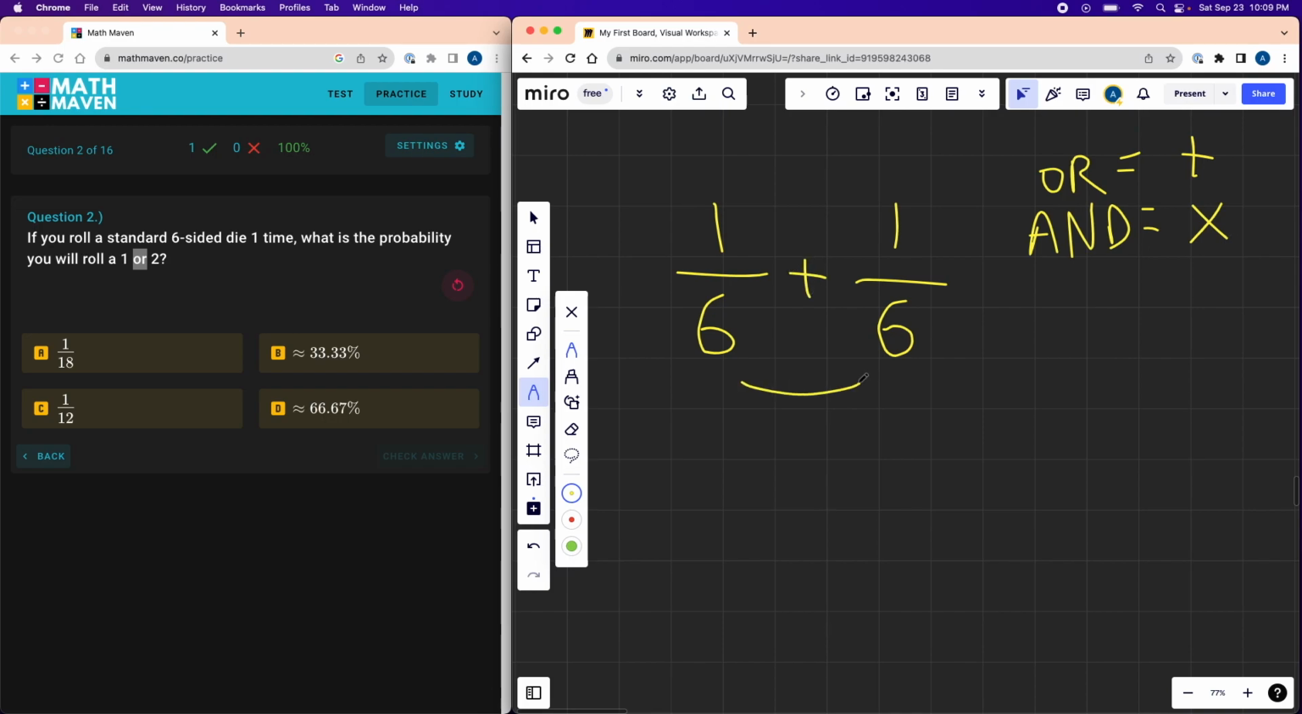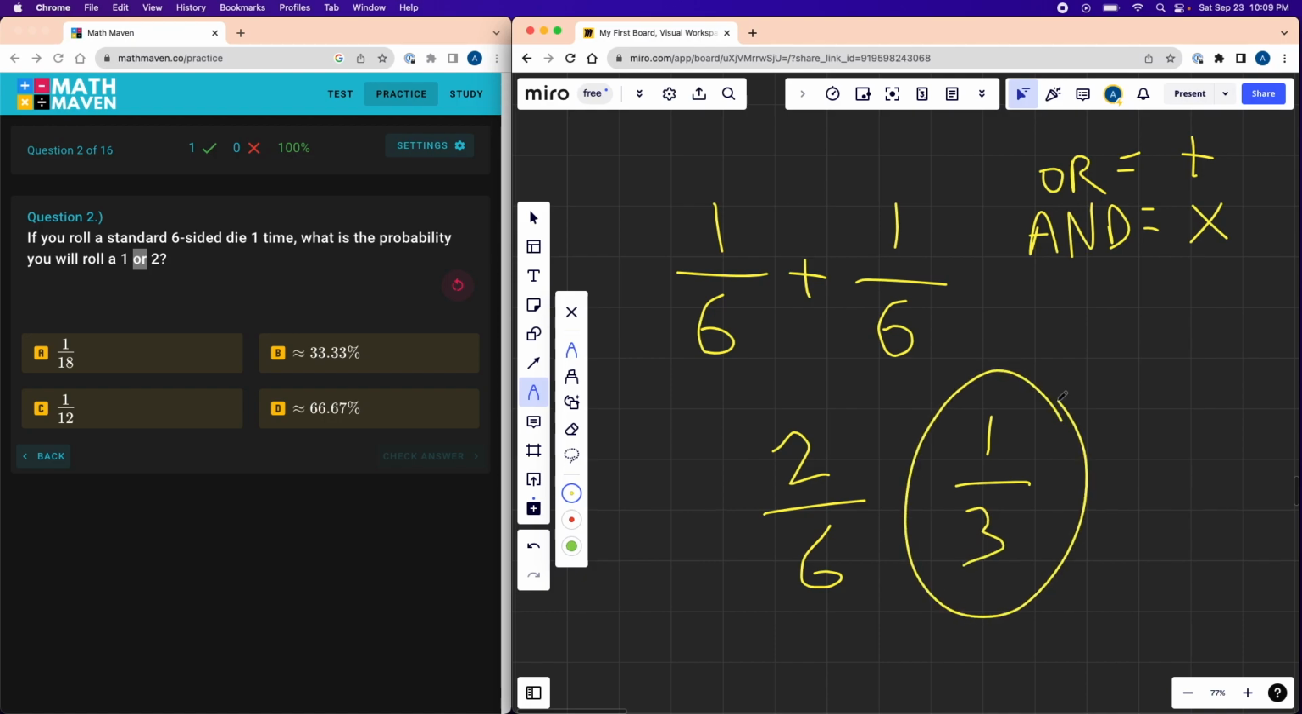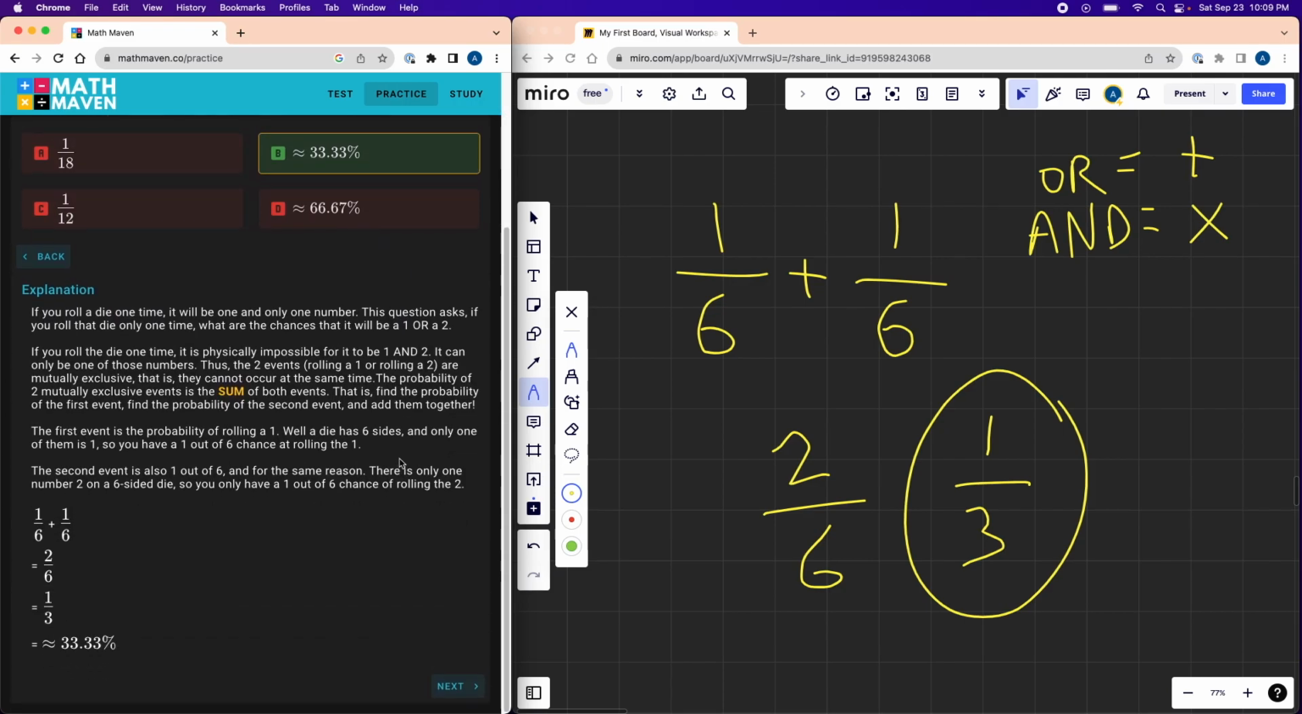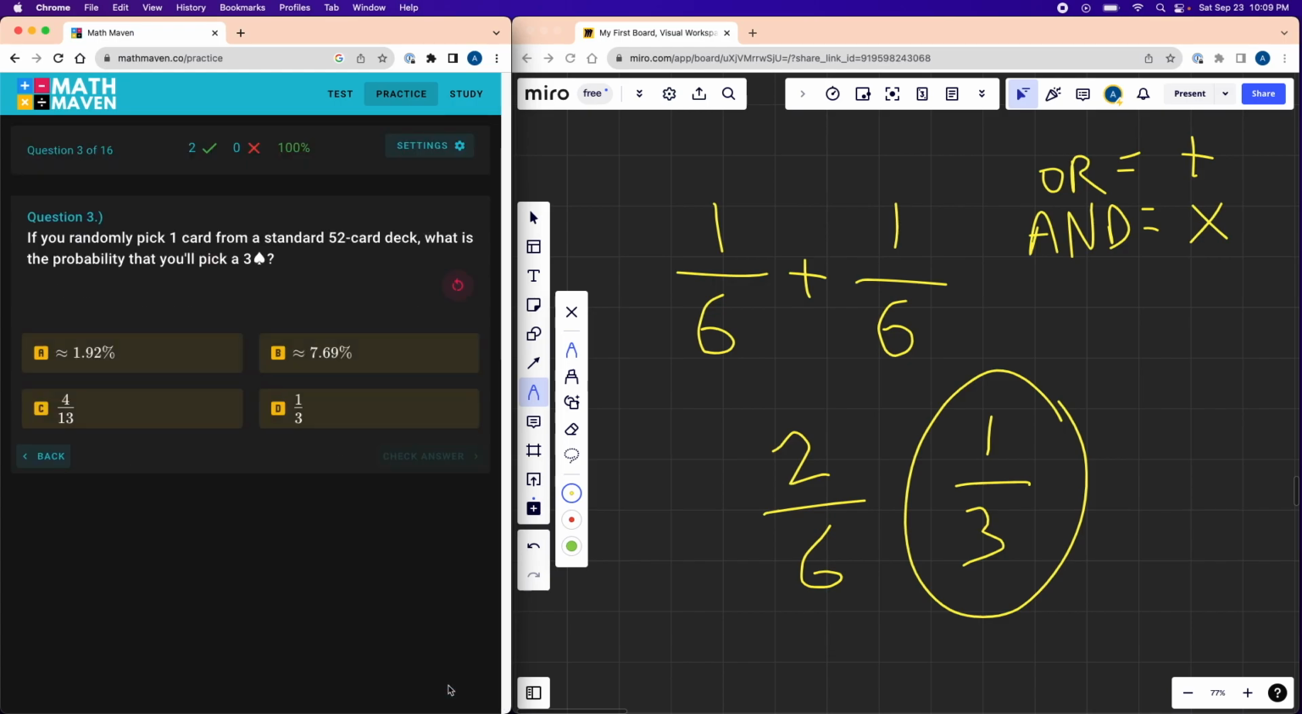Since the denominators are already the same, it's just as simple as adding just the numerators. So 1 plus 1 is going to be 2, and that will stay 2 over 6, or simplified, that will be 1/3. So we have a 1 in 3 chance of rolling either a 1 or a 2. If we look at all of our answers here, we don't have 1 in 3, but we do have 33%, or about 33%, which is the same as 1/3. So we will select that answer, and it turns out to be correct. Let's move on to the next one.